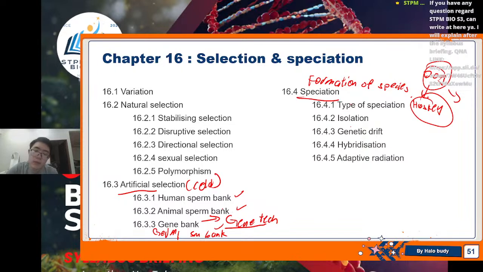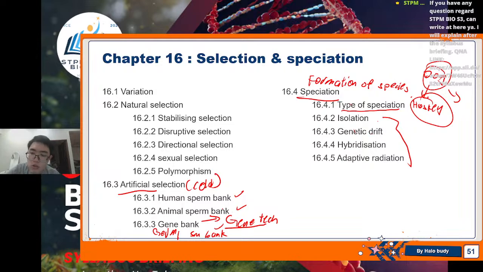So the formation of species can happen in many ways. Firstly, we have to learn the types of speciation. There are two types of speciation, allopatric and sympatric. We have to learn these, and also these four. These four are actually the formation of the species.